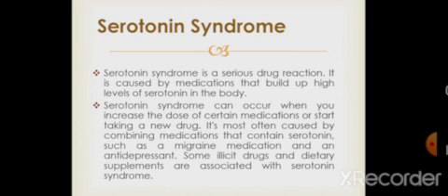Researchers think a lack of serotonin in your brain may play a role in depression, as I've discussed above. But too much of it can lead to extreme nerve cell activity and dangerous symptoms. Serotonin syndrome can occur when you increase the dose of certain medications or start taking a new drug. It is most often caused by combining medication that contains serotonin, such as migraine medication and an antidepressant. Some illicit drugs and dietary supplements are also associated with serotonin syndrome.